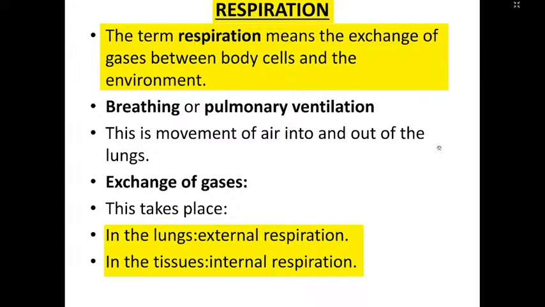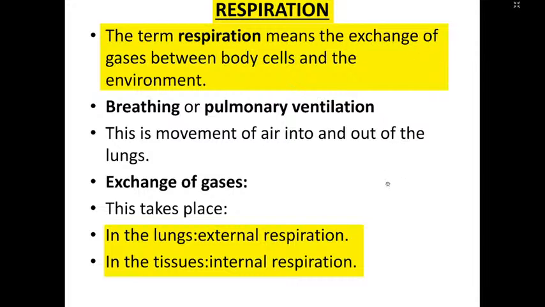Now we come to what do you mean by respiration? This also we have actually discussed. So respiration is exchange of gases between your body cells and the environment. So breathing, or pulmonary ventilation, is the movement of air from outside into the inside and from inside to the outside. So in the lungs, the external respiration is occurring, like I told you before.